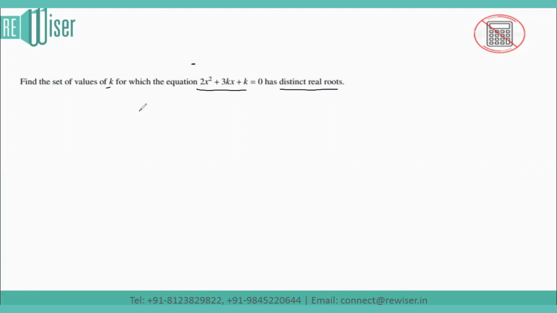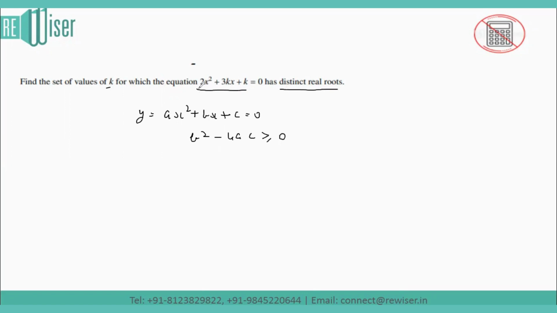Now, if we talk about any quadratic equation of the standard form ax squared plus bx plus c equals 0, if it has to have distinct and real roots, that means the value of the discriminant, which is b squared minus 4ac, must be greater than or equal to 0.